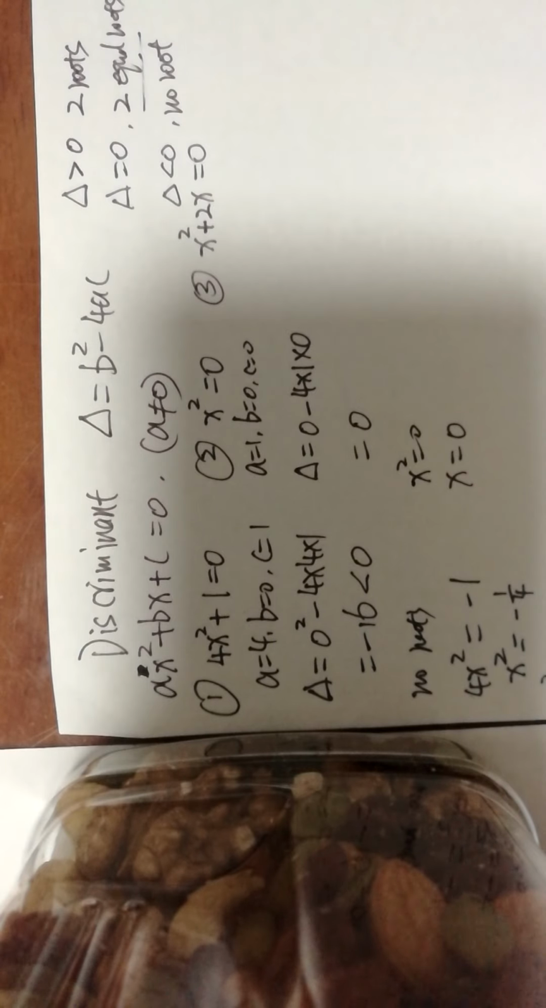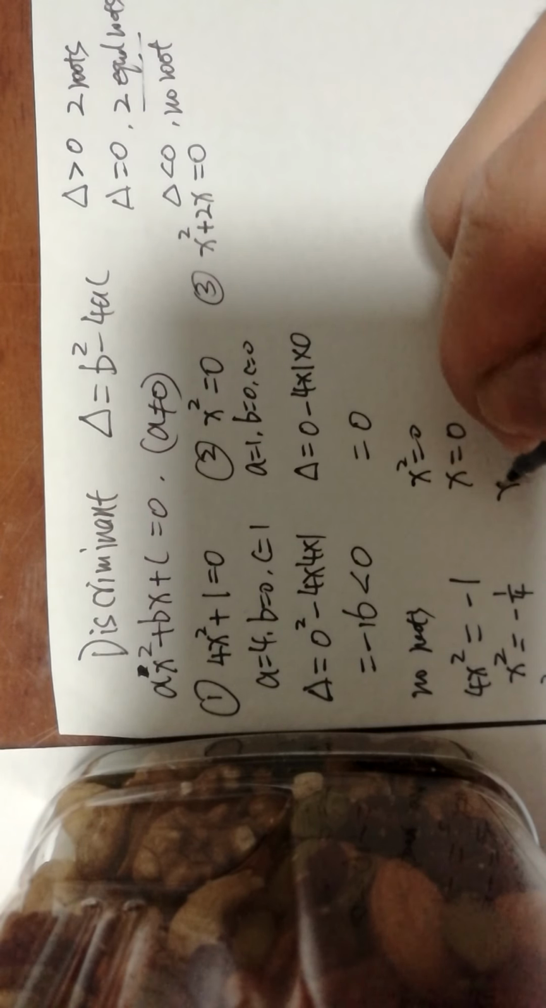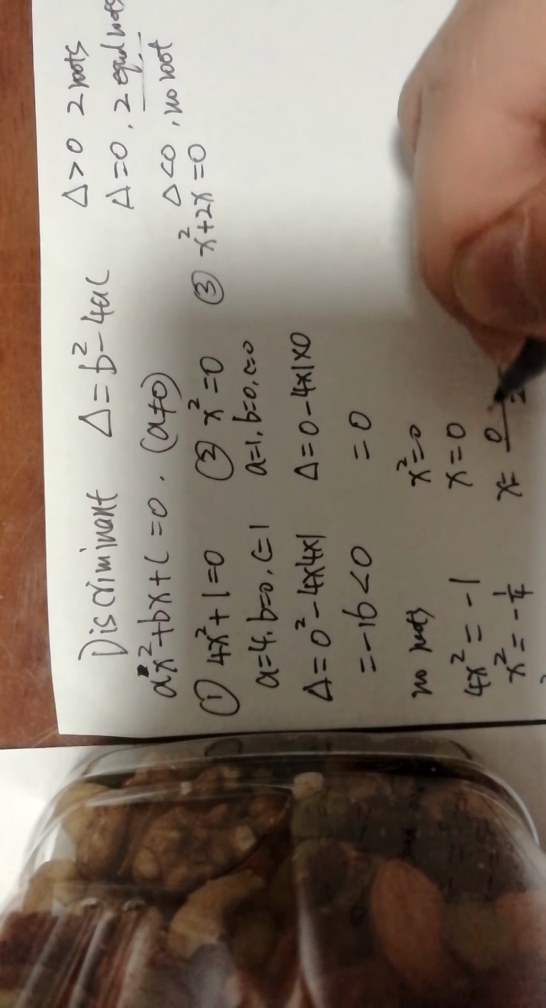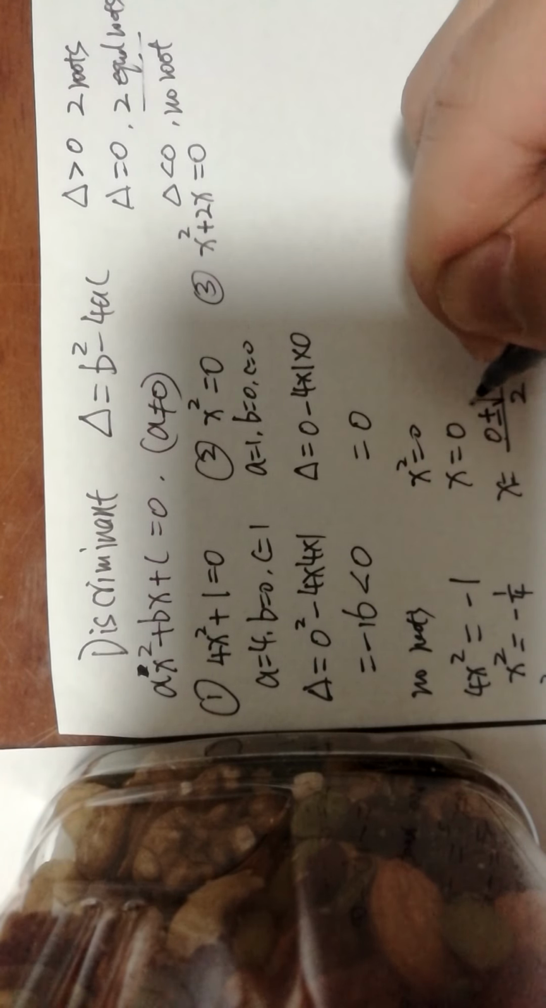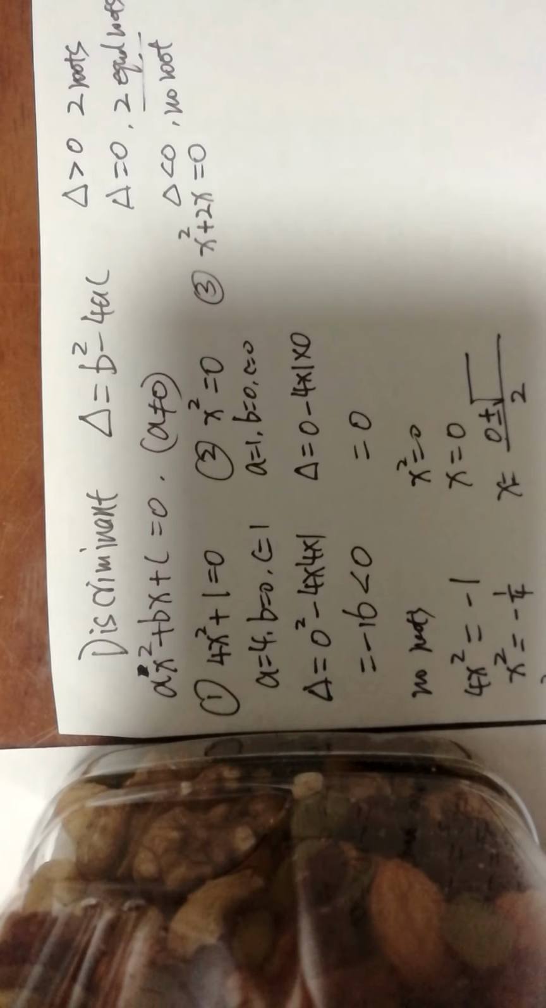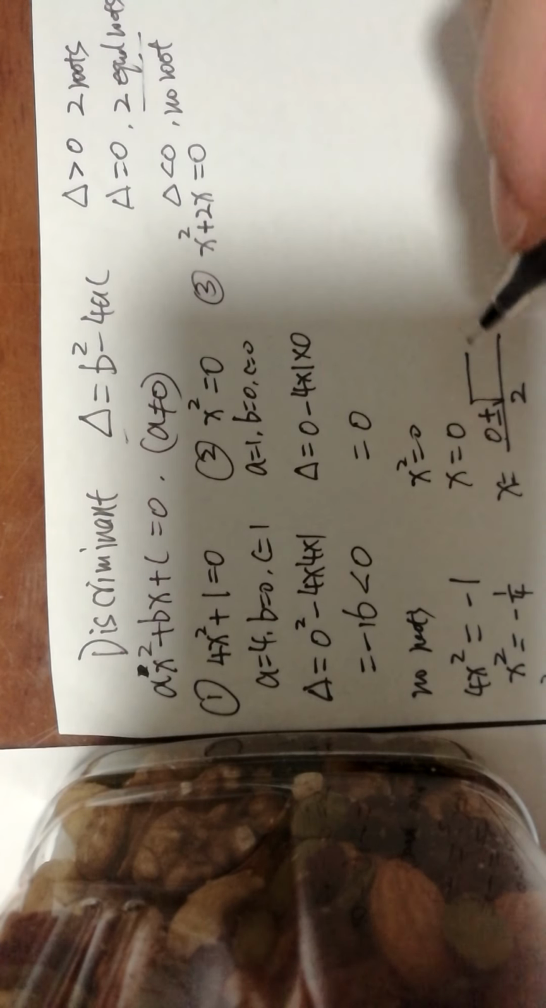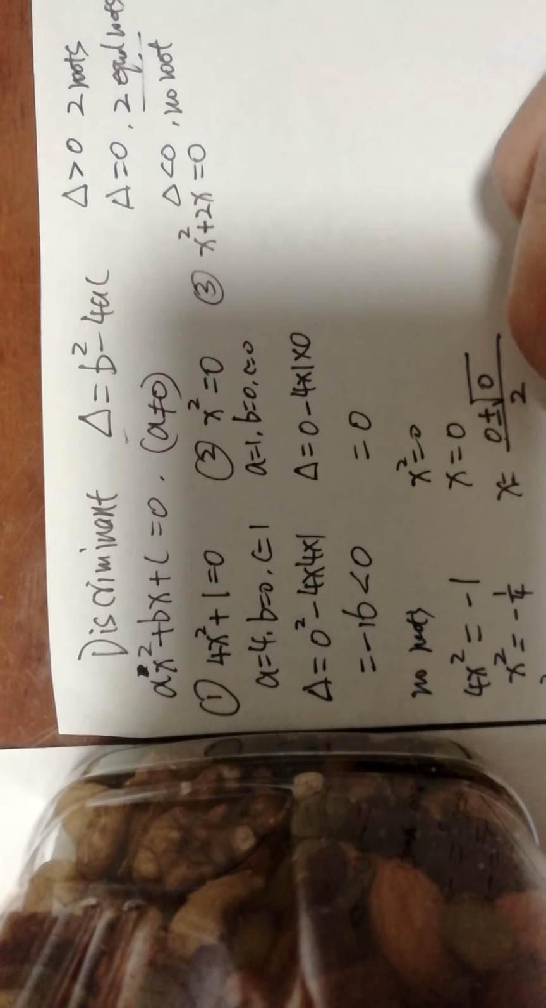If we use the second method, x equals negative b, which is 0, plus or minus the square root of b squared minus 4ac, which is actually just delta or the discriminant, then we got 0 here, all over 2a, which is just 2. And we still got 0 there, so x just equals 0.